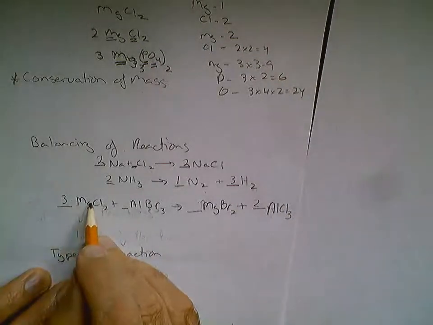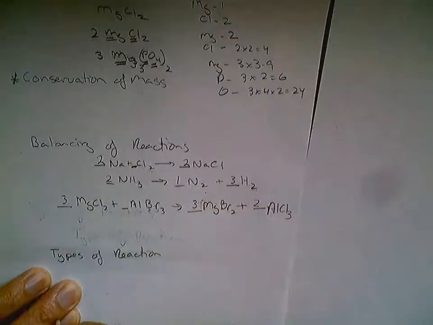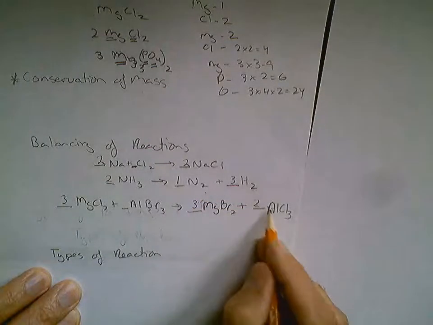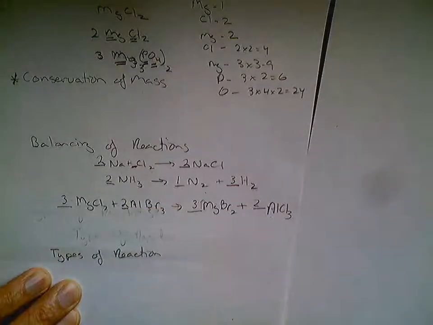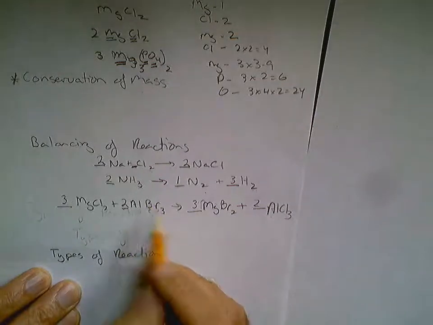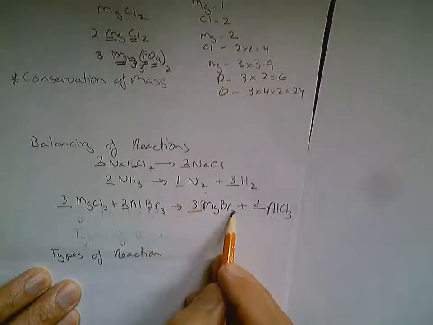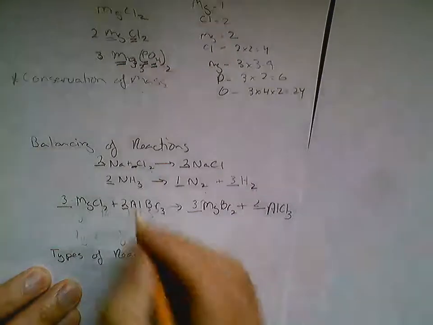I have 3 Mg's on this side. I have 3 Mg's on this side. I've got 2 Al's on this side. I've got 2 Al's on this side. 2 times 3 is 6 Br's. 3 times 2 is 6 Br's. Remember, how do you know when you've got a new element?